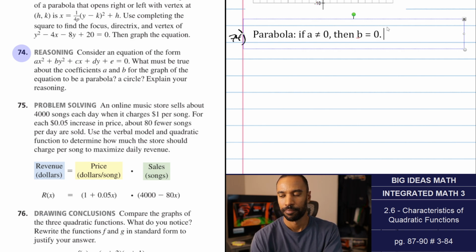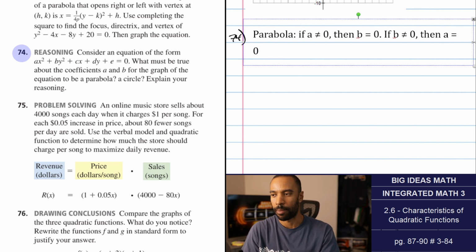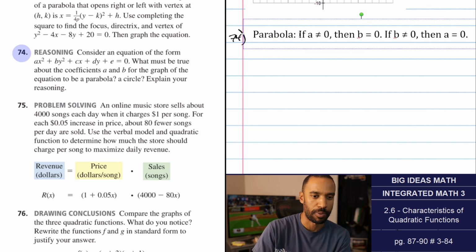And if b doesn't equal 0, then a would have to equal 0. Basically, one of them has to be 0 to wipe out the other. You can only have an x that's squared or a y that's squared. It can't be both. Okay, that's just basically the idea for it.